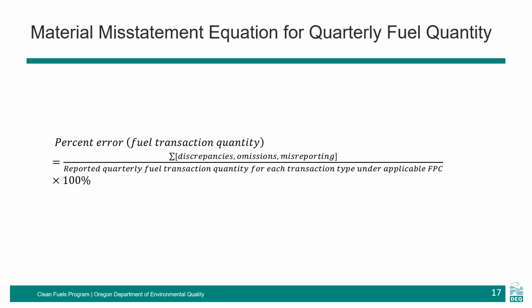To calculate a material misstatement, verifiers assess the reported fuel quantities for each transaction type under applicable fuel pathway code per quarter. Any discrepancy of 5% or higher must be addressed to maintain compliance.